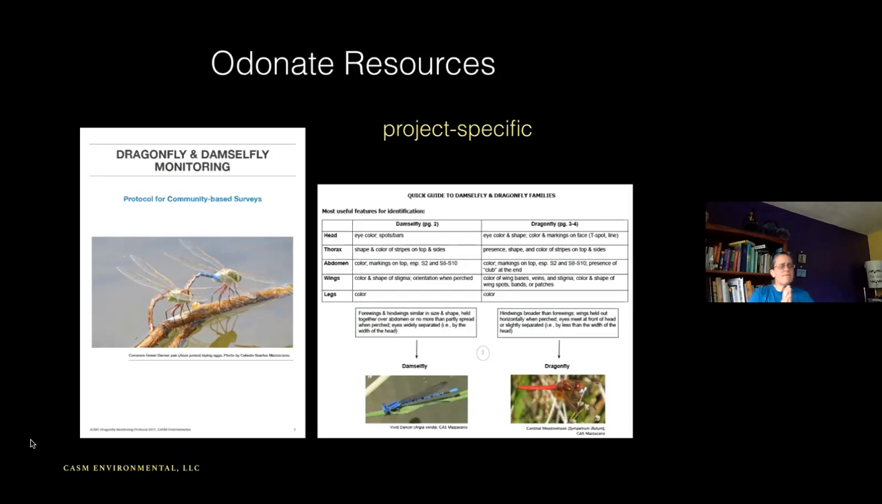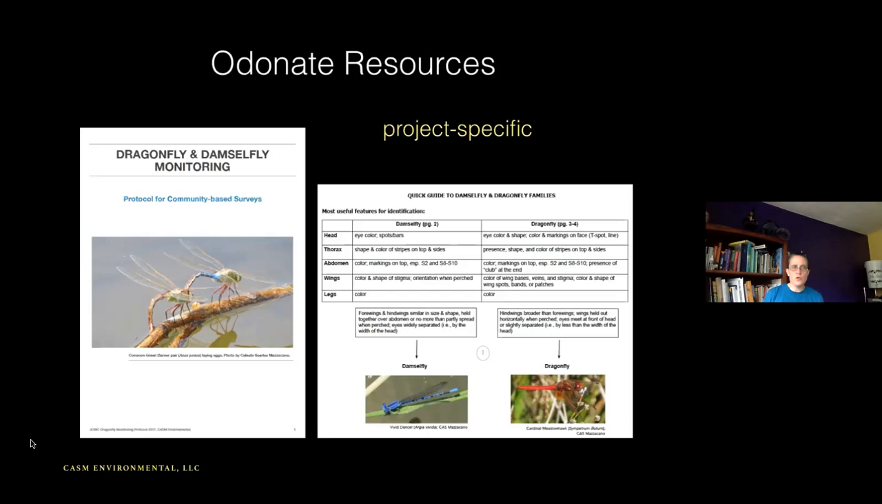On the right on this slide, you see the first page of a 3 or 4 page pamphlet, I guess you could call it, a handout. And it is a quick guide to the families of dragonflies and damselflies. Now you're going to see some of those different families. So spreadwing is one family of damselfly. Skimmer or meadowhawk, those are different families of dragonflies.